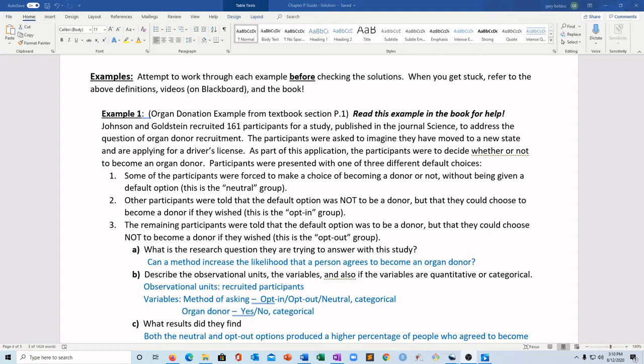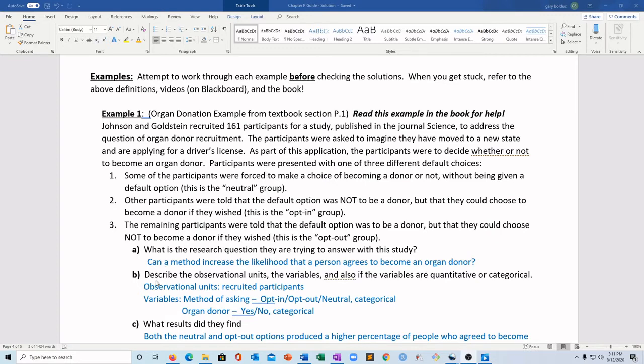So part A of this problem says, what is the research question that the researchers are trying to answer with this study? And the answer that I put for that was, can a method increase the likelihood that a person agrees to become an organ donor? So what we're trying to figure out is, depending on how I ask you to become an organ donor, will that make you more or less likely to actually say yes? And we have those three different types of scenarios above, the neutral, opt-in, and opt-out. And so our question is one of these better than the others? And if so, then that gives us evidence that that might be how we should be posing this question to try to get more people signed up.